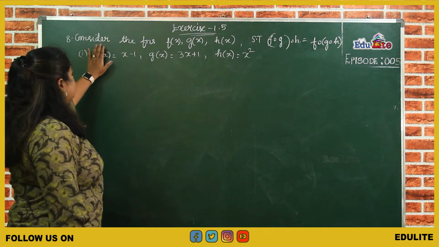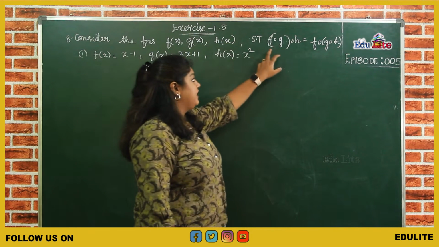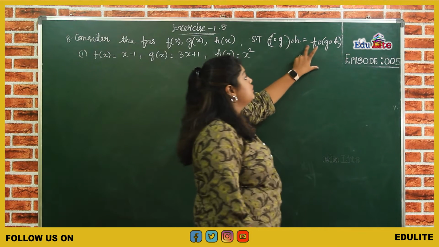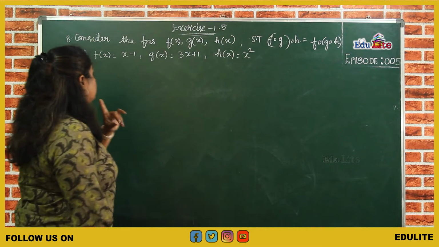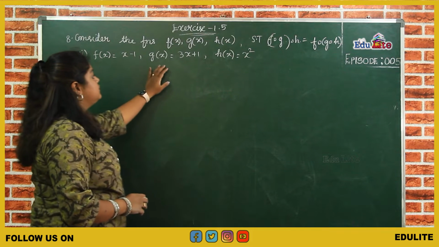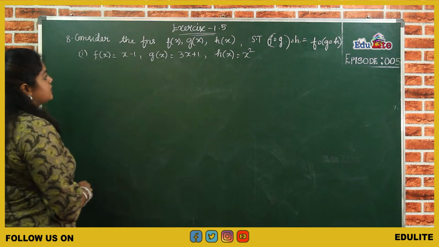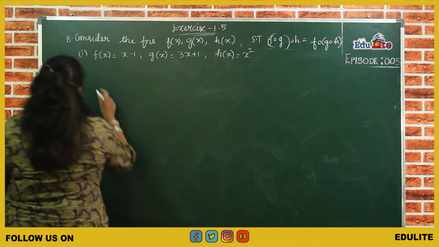So in the eighth problem, we are given three functions f of x, g of x and h of x, and we have to show that f composite g composite h will be equal to f composite g composite h. For three subdivisions, we will do one by one. The first subdivision, f of x is given as x minus 1, g of x is given as 3x plus 1 and h of x is equals to x squared.